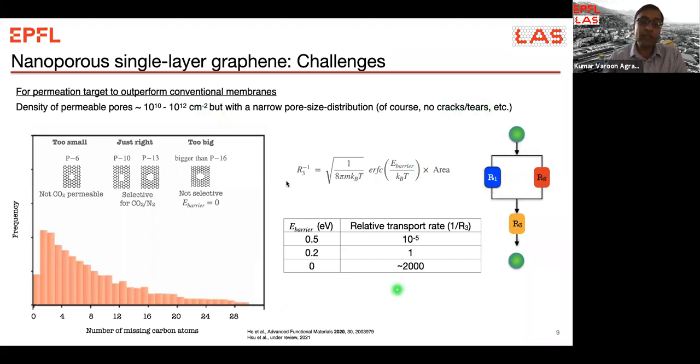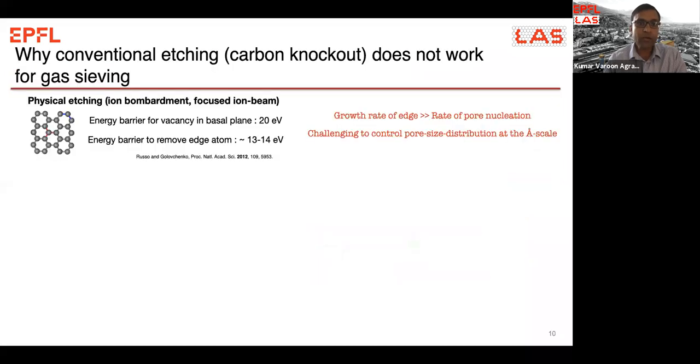So just to give another flavor of the challenge, for example, if you're working with a zero energy barrier, the relative transport rate, compared to, for example, a 0.2 electron volt energy barrier, is 2000 times higher. So one pore here would contribute to a 2000 times higher flux compared to one pore in this area, right? And if you're on this side, then the energy barrier is too high and you can see that it's really not contributing to the overall transport, okay?